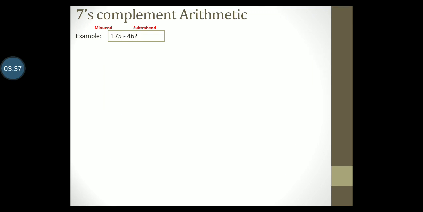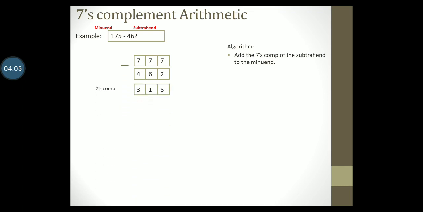Let's rearrange the numbers as 175 minus 462. Both these numbers are in octal. Let us bring up the algorithm that we saw in the previous slide. The first step tells us to add the 7's complement of the subtrahend to the minuend. The subtrahend in this case is 462. Find its 7's complement by subtracting each digit from 7. We get the answer as 315. The algorithm also tells us to add this to the minuend, which is 175.